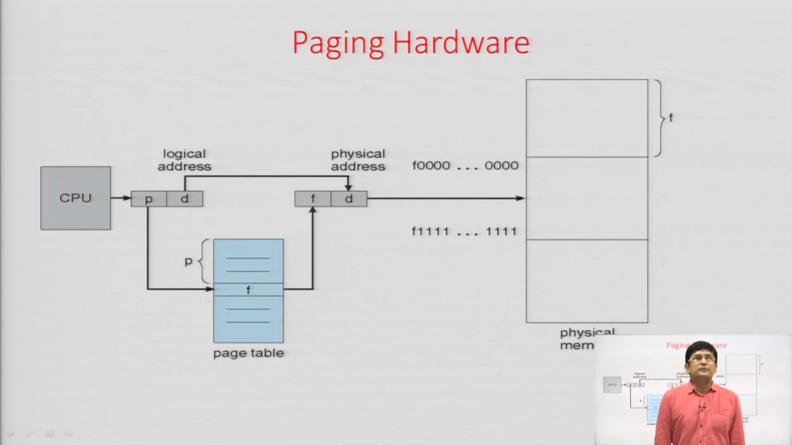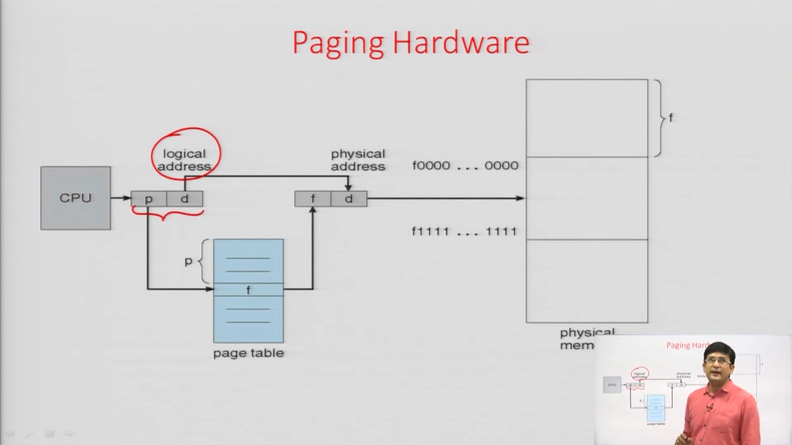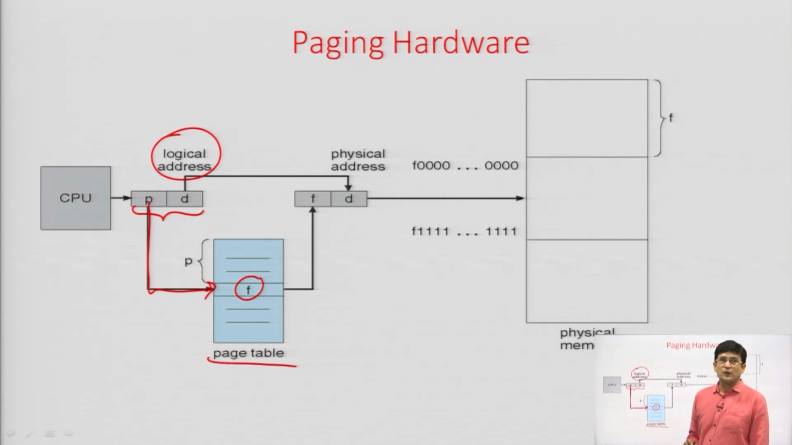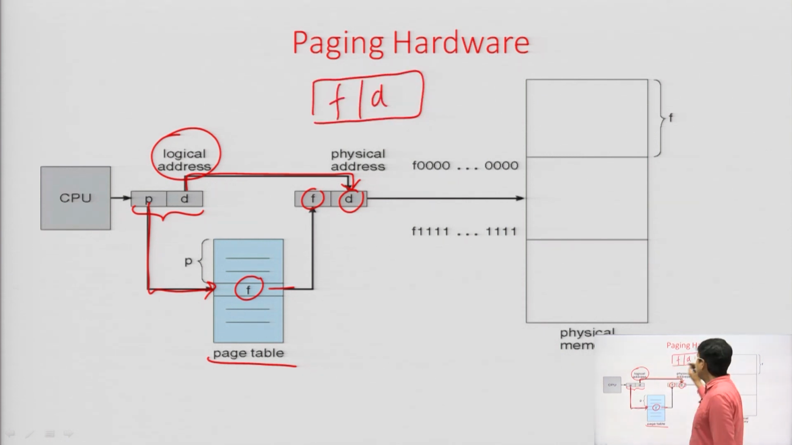Fine. Now this is the paging hardware that will be used for the conversion of the logical address to the physical address. What we have done here: the CPU is referring to the logical address. The logical address is divided into 2 parts, page number and offset. Corresponding to this page number, let us find out a frame number from the page table. So we have found one of the entries in the physical address, that is the frame number. The offset remains the same as in the logical address. Together we are forming the frame number and the offset, which is the physical address.